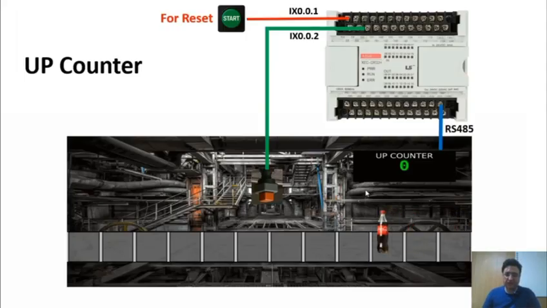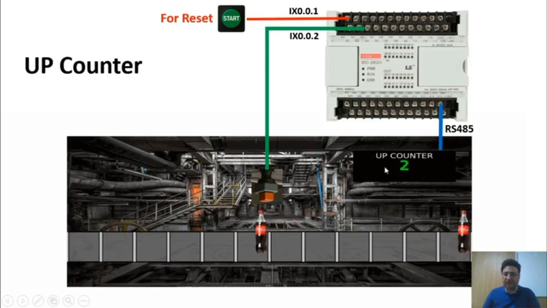Well, the first counter we're going to introduce today is the up counter. Here we have an industrial environment. It shows us that we have used a sensor. We have connected the sensor to input number 2 of the LS PLC. We connected input number 1 of the PLC to a start push button, which we configured to reset our counter.